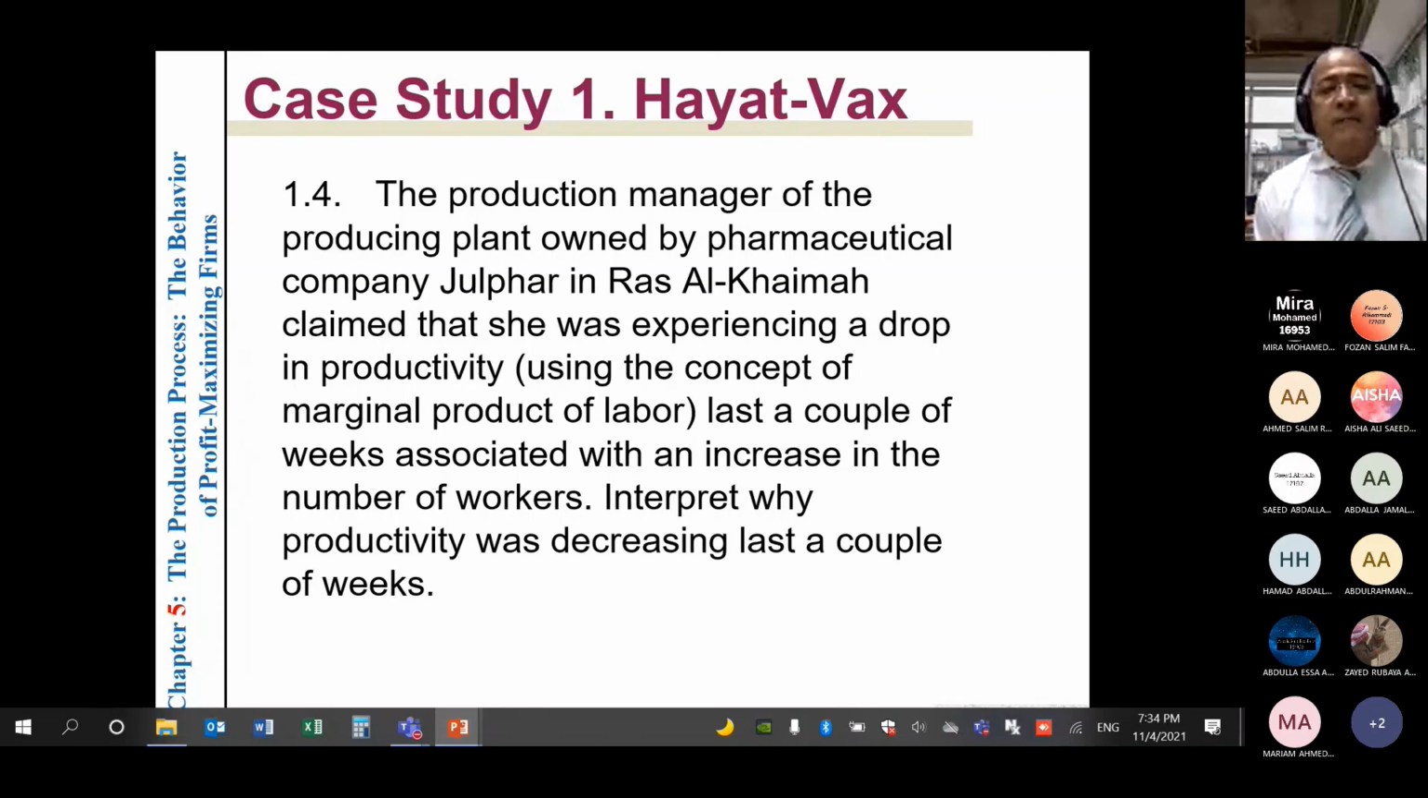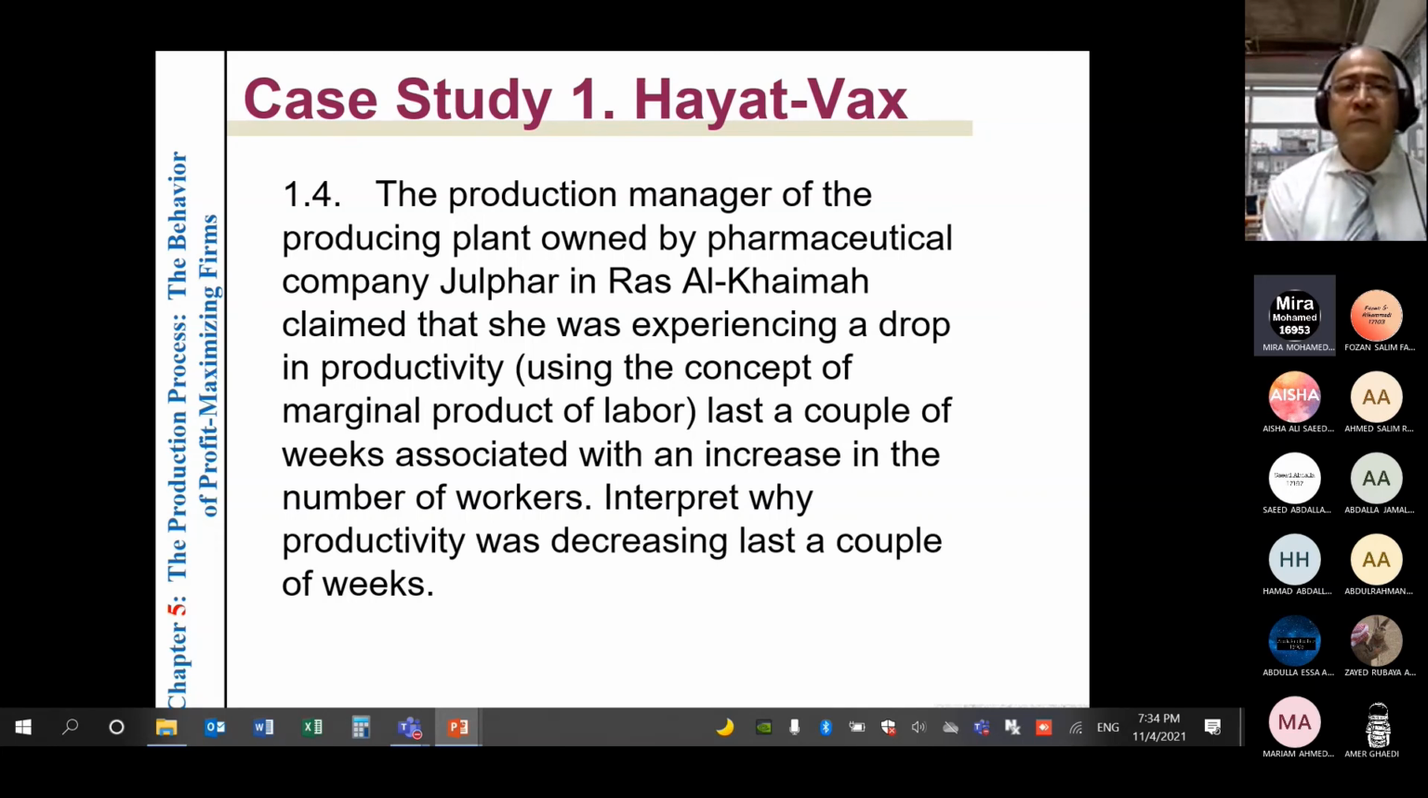Mira Muhammad. The production manager of the producing plant owned by pharmaceutical company Julphar in Ras Al Khaimah claimed that she was experiencing a drop in productivity, using the concept of marginal product of labor, in the last couple of weeks, associated with an increase in the number of workers.